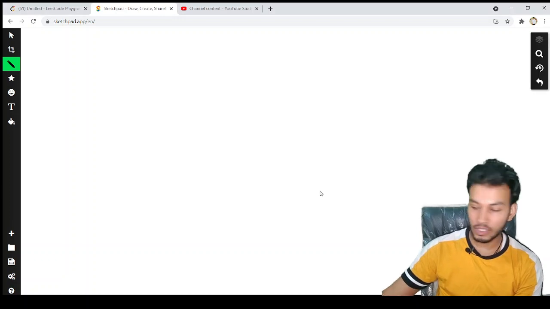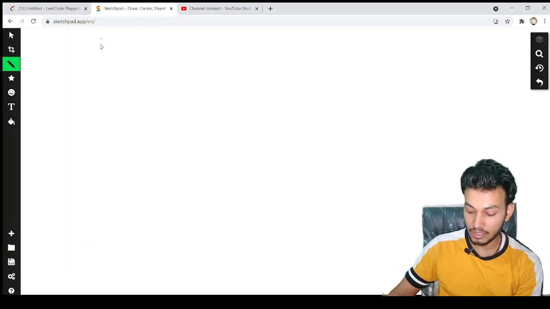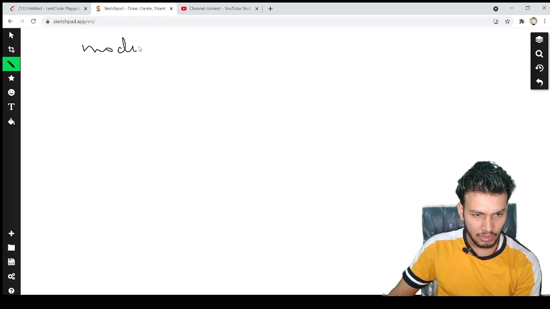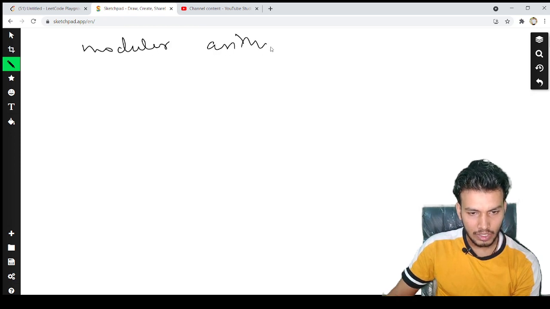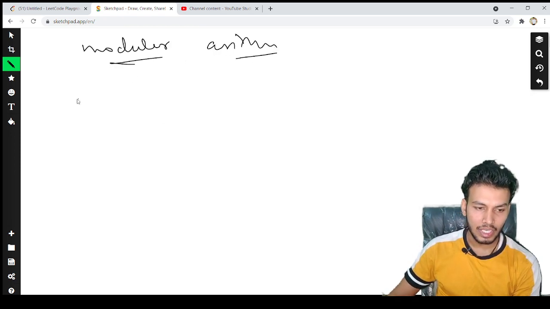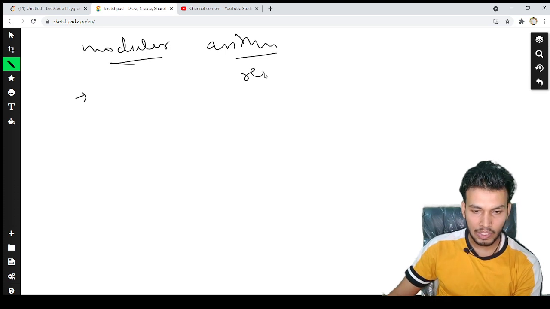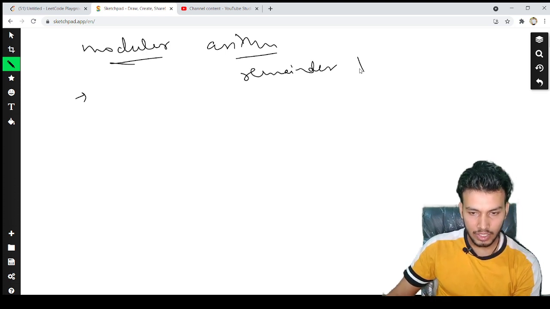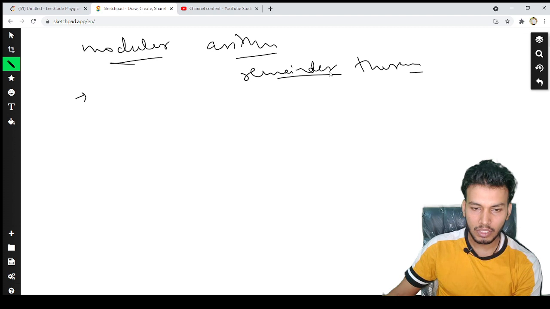So next we will be talking about modular arithmetic. Okay, so let's talk about modular arithmetic. Before starting that, we have something called the remainder theorem. So let me tell you something about the remainder theorem.